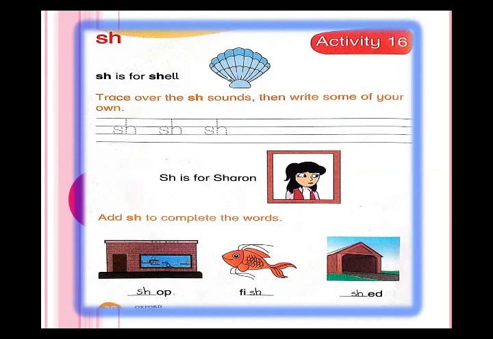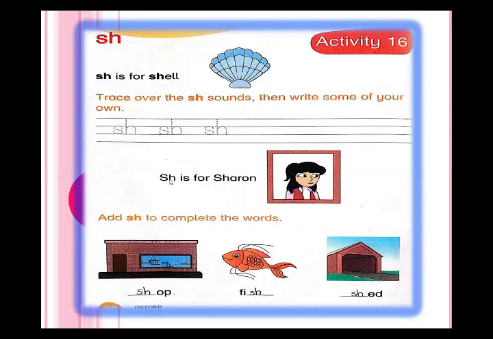So now come down. Here is a caption. Trace over the sh sounds. Then write some of your own. Here are sh sounds. You have to trace first. First trace these sounds. Shh. Now here in the empty space, you have to write more sh sounds. Like this.